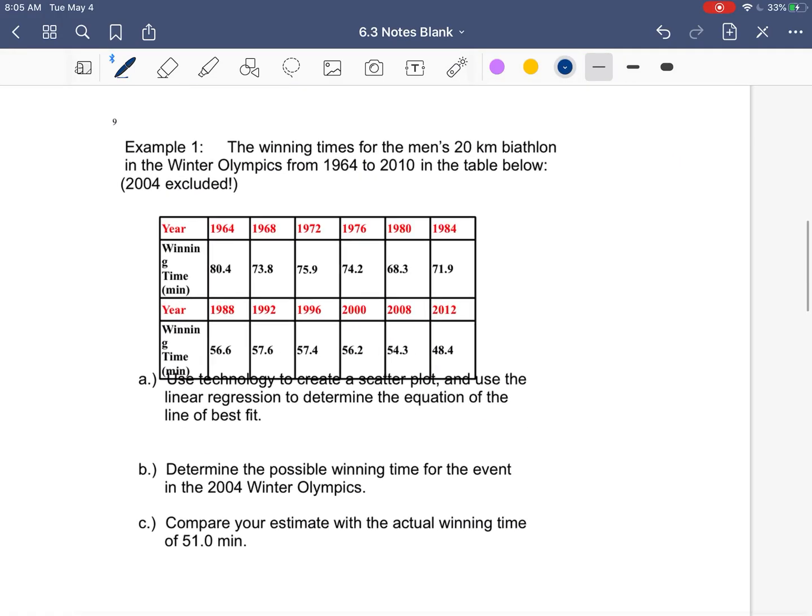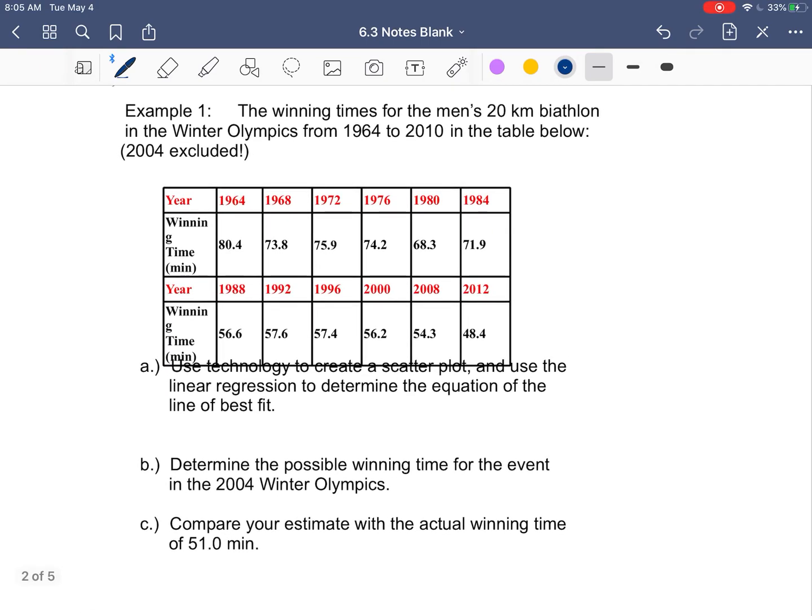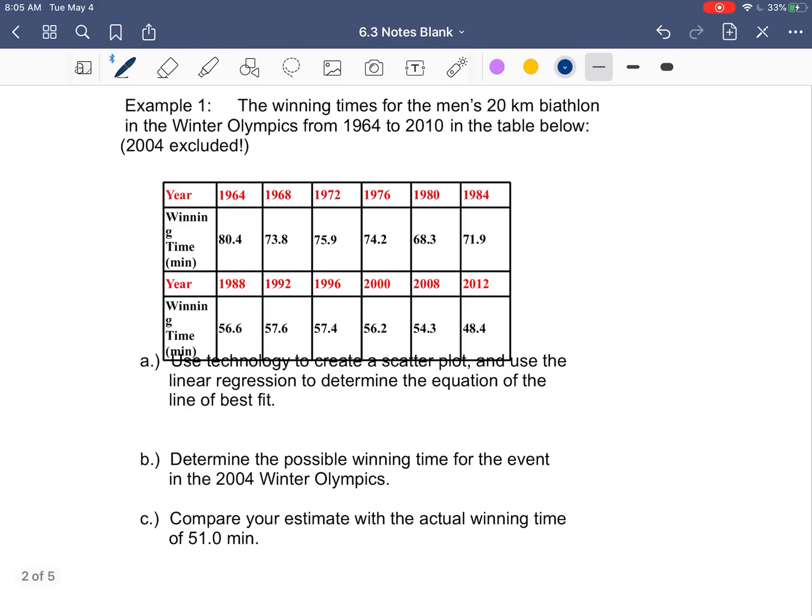Okay, so we've got some data here. The winning team from the men's 20-kilometer biathlon in the Winter Olympics from 1964 to 2010 is in the table below. Note that 2004 is excluded. In this table, it skipped a year.